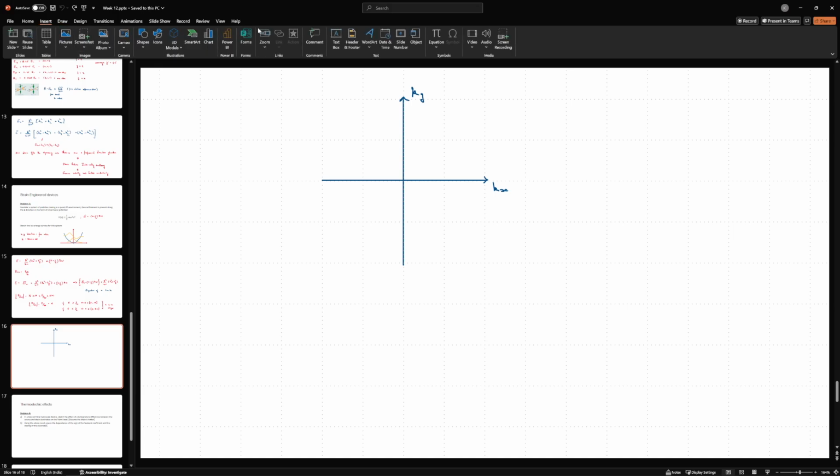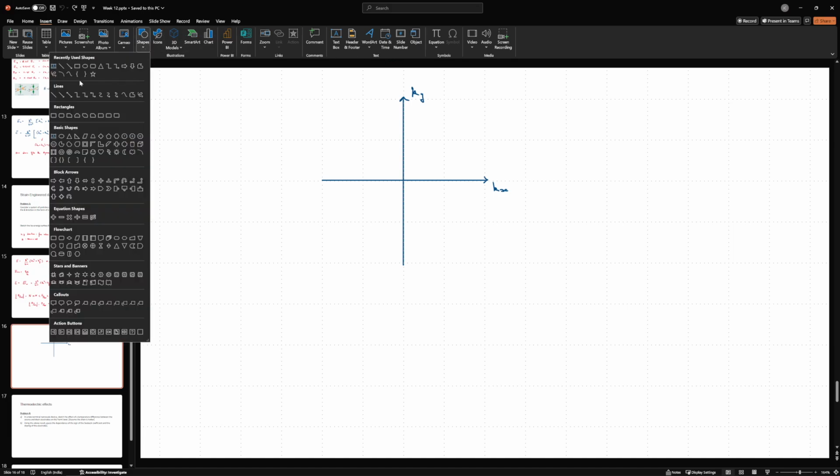Can I insert shapes? Yes. Give me circles. Come on. That's an oval. Where is a circle when you need one? Oh, that's a flowchart.